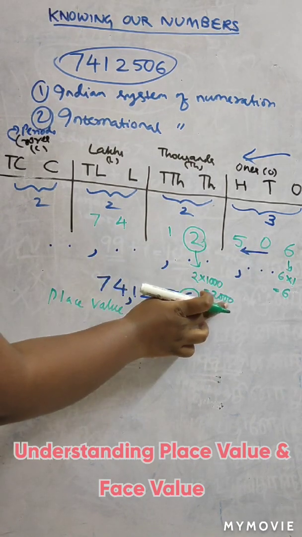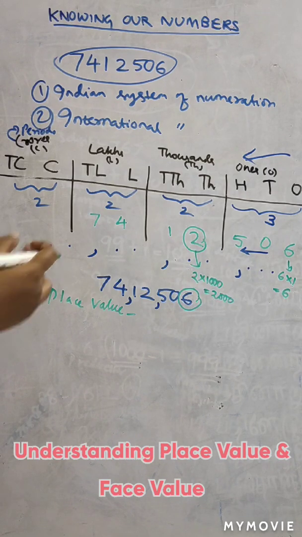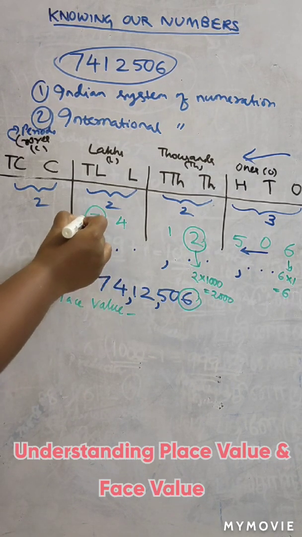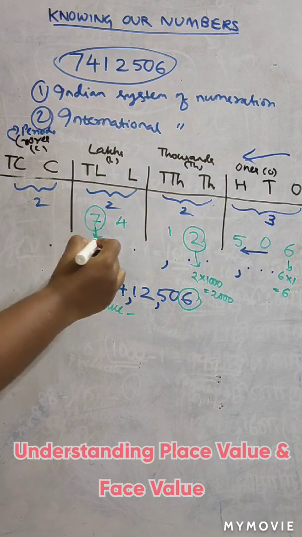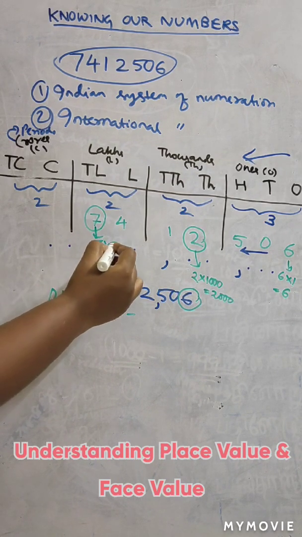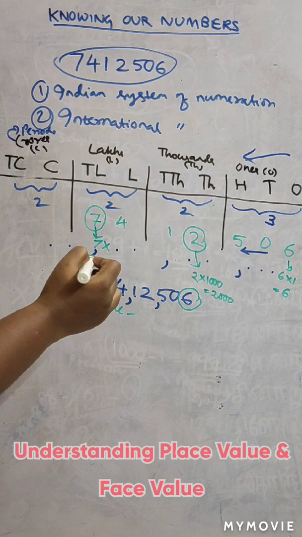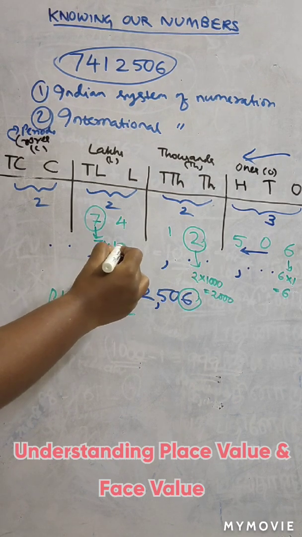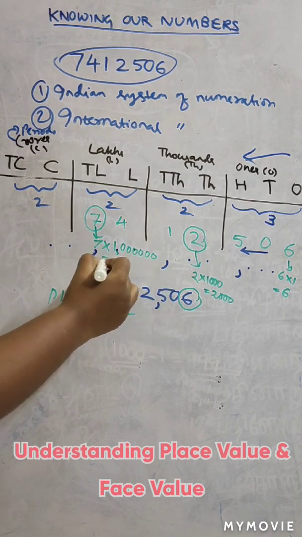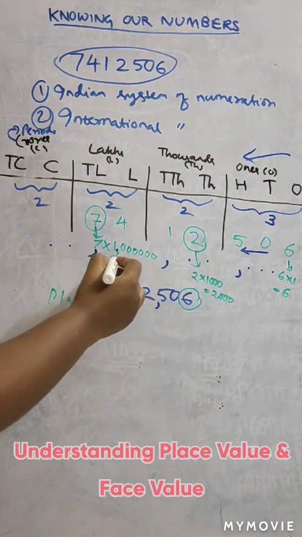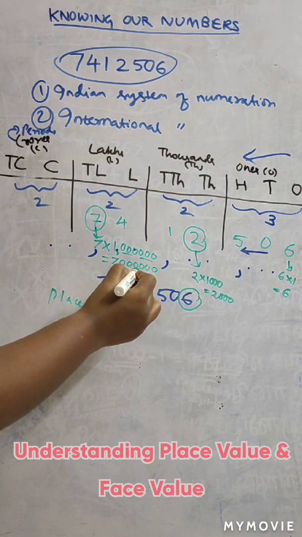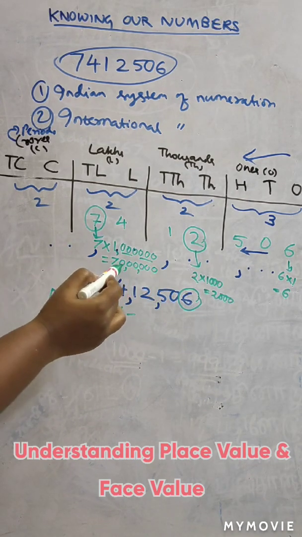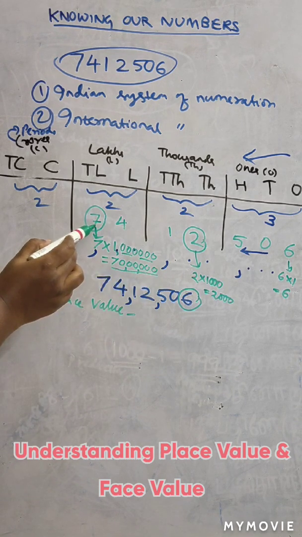If there is a question to find the place value of the digit 7 in the given number, I see in the place value chart that 7 is in the 10 lakhs place. So now I have to multiply 7 with 10 lakhs. 10 lakhs is nothing but 1 followed by 6 zeros. Now if I multiply 7 with 10 lakhs, I get 70 lakhs. So the place value of 7 in this given number is 70 lakhs.